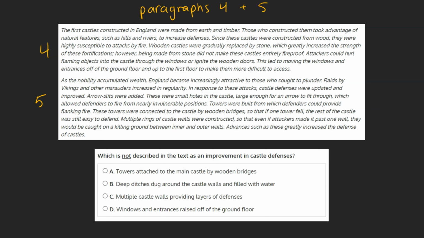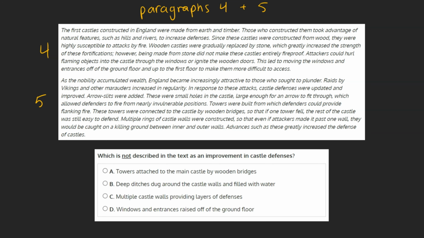Which is not described in the text as an improvement in castle defenses? A. Towers attached to the main castle by wooden bridges. B. Deep ditches dug around the castle walls and filled with water. C. Multiple castle walls providing layers of defenses. Or D. Windows and entrances raised off of the ground floor.